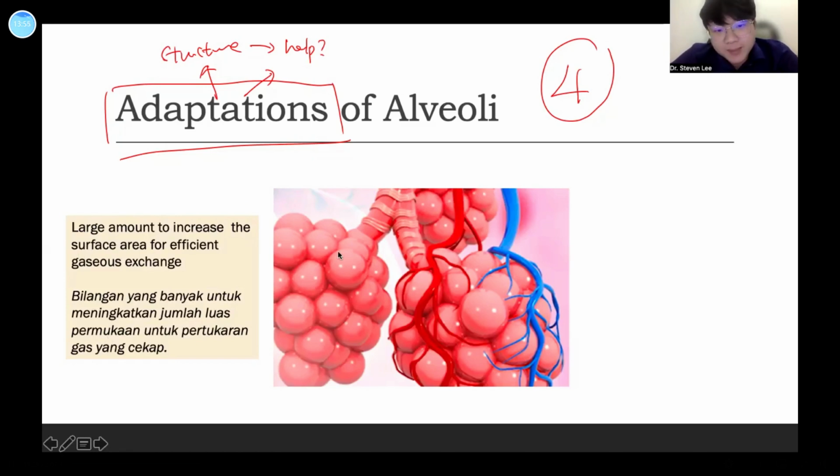Okay, so the first one you can see from this picture is there's a lot of them to increase the total surface area for efficient gaseous exchange. Another thing I want to highlight to you all that a lot of students couldn't do is because they never write this word, gaseous exchange. I don't like the word diffusion of gases.